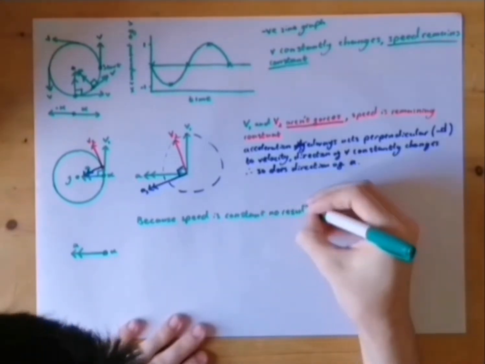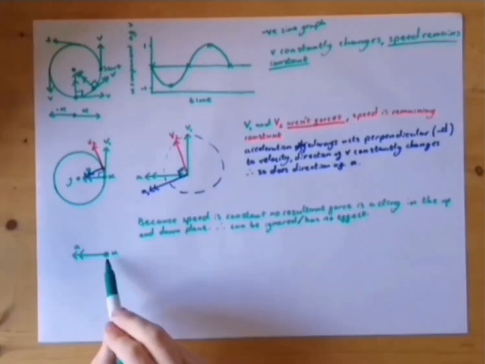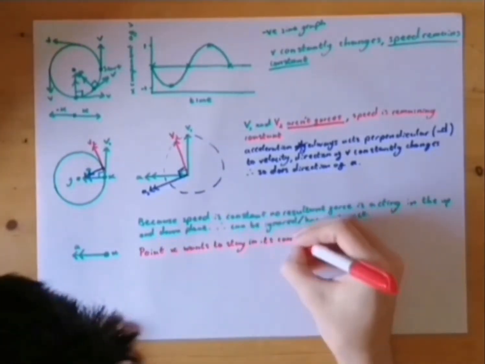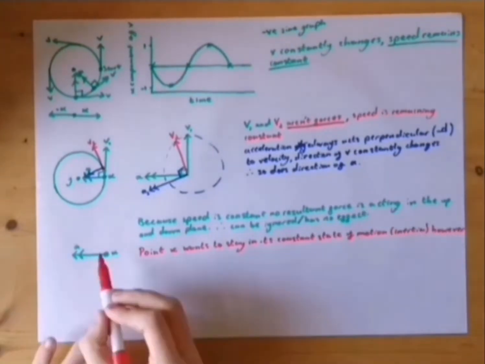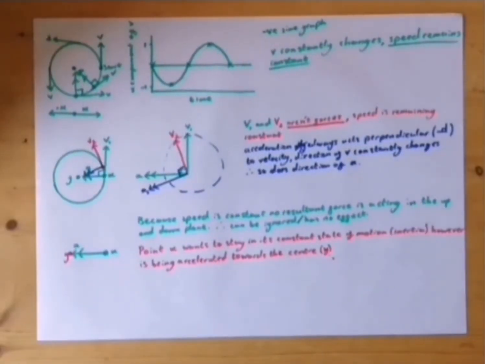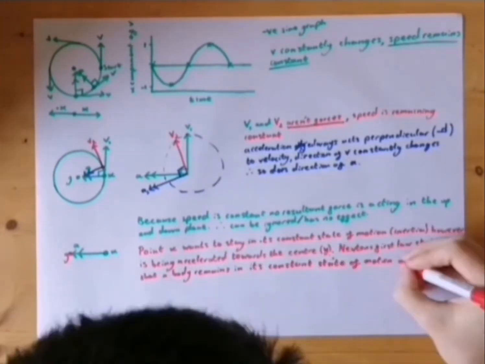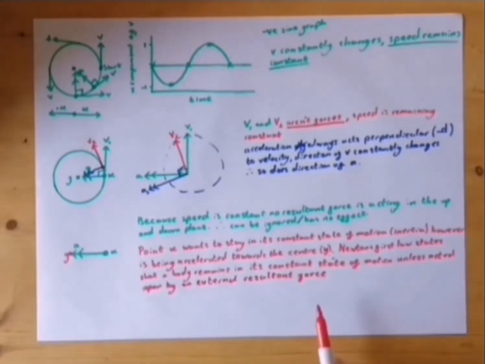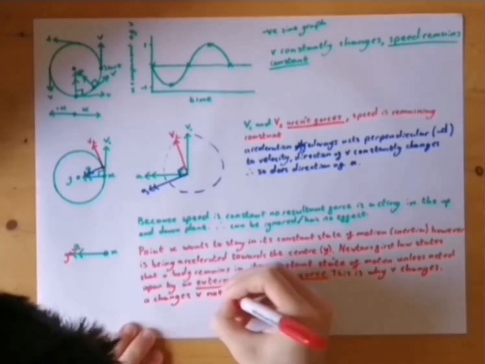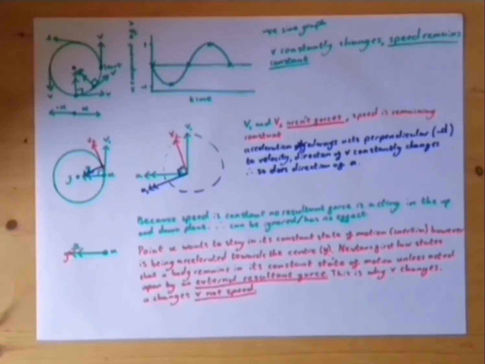So here we have planet X and the acceleration due to gravity going left. X wants to stay in its constant state of motion because of inertia. However, it's being accelerated towards the centre, Y, the star. Newton's first law states that a body remains in its constant state of motion unless acted upon by an external resultant force. This external resultant force is the force of gravity pulling it in towards the centre.